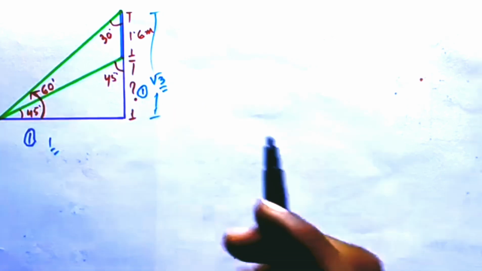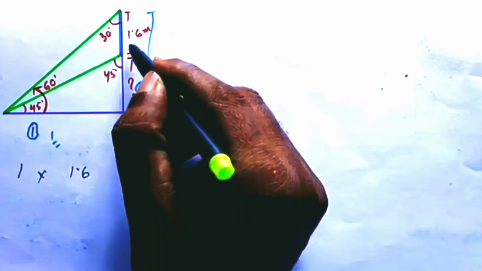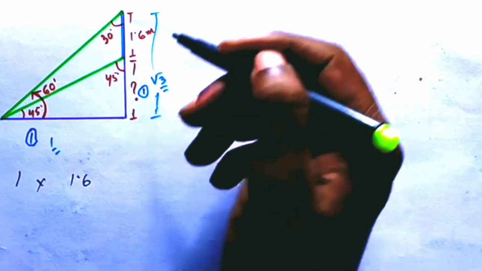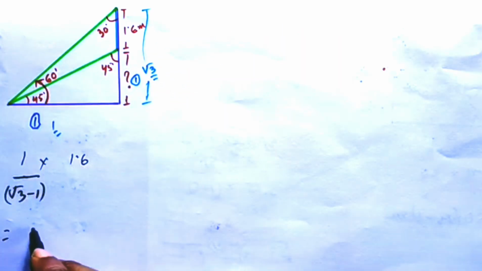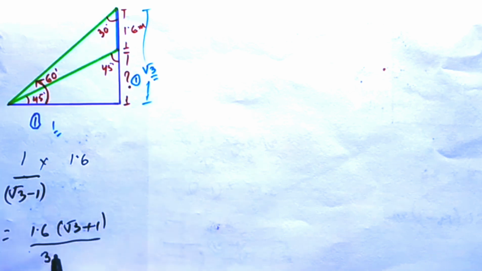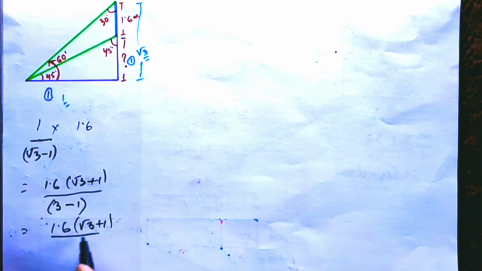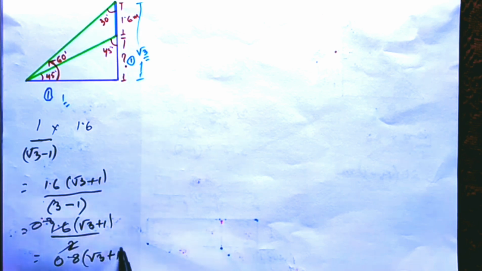So the unit's ratio is 1 into value given, 1.6. The value's ratio is root 3 minus 1. So this will be 1.6. The conjugate of root 3 minus 1 is root 3 plus 1, and downside will be 3 minus 1. So this is 1.6 into root 3 plus 1 by 2, which is 0.8. So 0.8 into root 3 plus 1 meter is our answer.